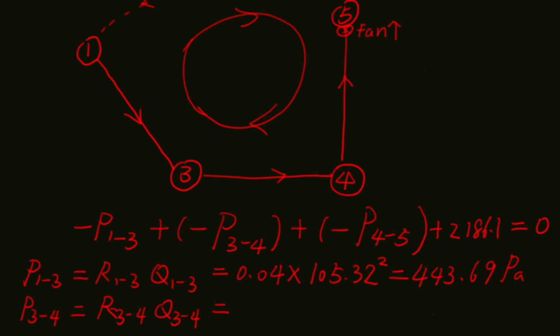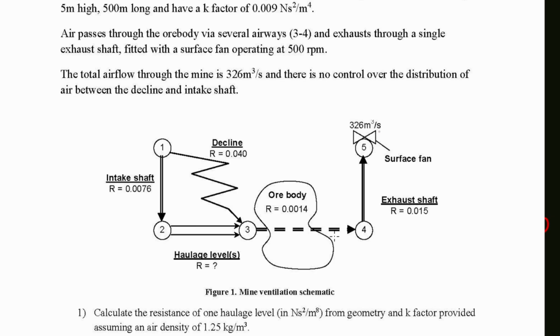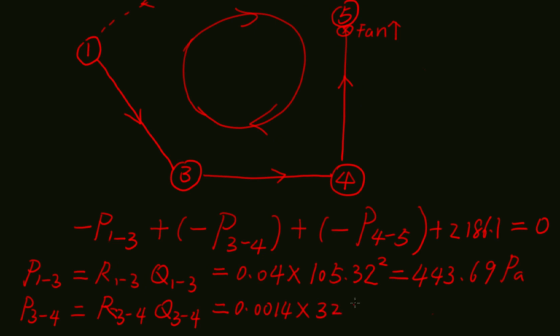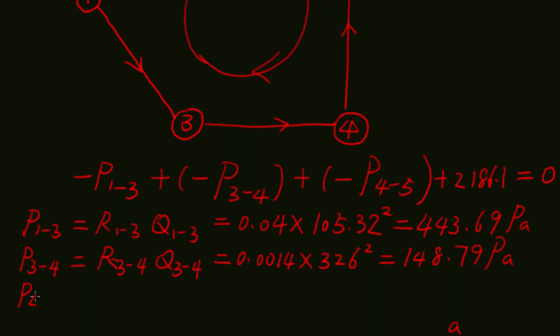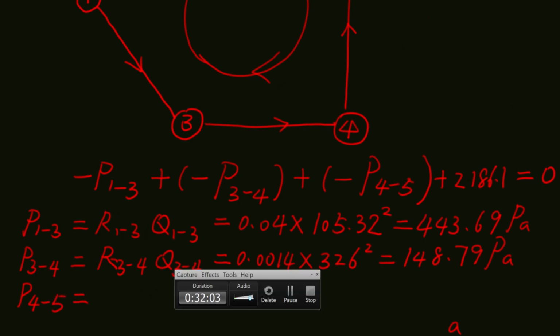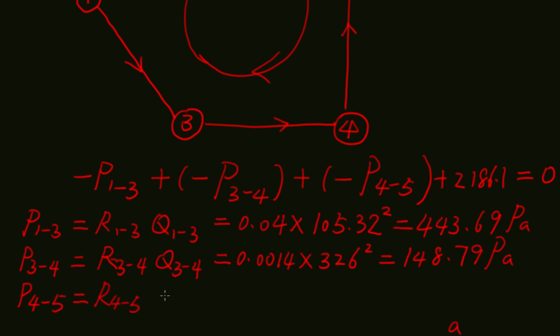Pressure from 3 to 4 equals R 3 to 4 Q 3 to 4 squared. R is given, it's 0.0014. Q, as we can see here, 326 cubic meter per second of air comes out from here, and this is in series with the exhaust shaft. So the same amount of air, 326 cubic meter per second, passes through 3 to 4. 326 squared equals 148.79 Pascal.